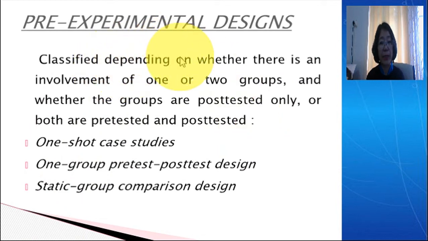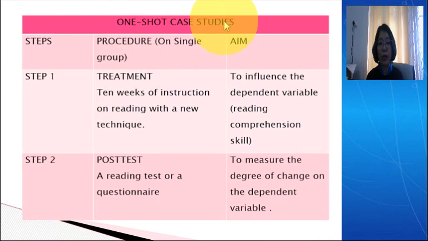This pre-experimental design can involve one group or two groups. One group means only an experimental group, or two groups means a control group and an experimental group, where the groups are post-tested only or both pre-tested and post-tested. On the basis of that, there are a few designs like one-shot case study, one group pre-test post-test design, static group comparison design. I want to explain the one-shot case study.